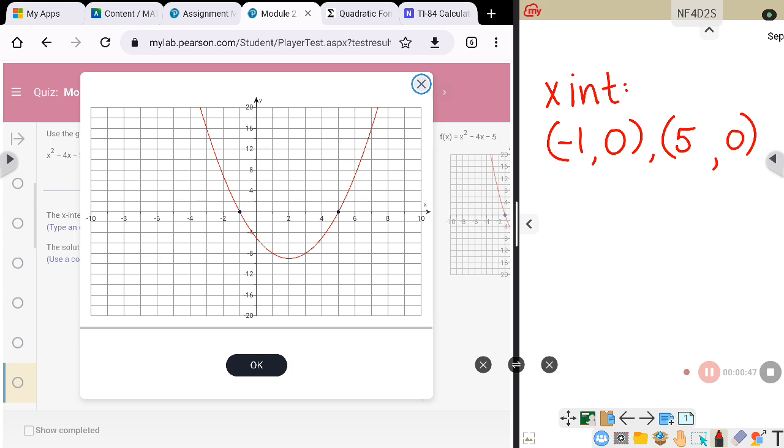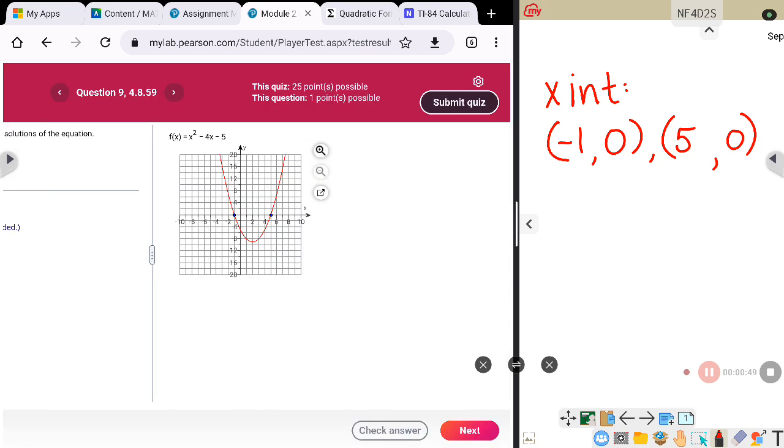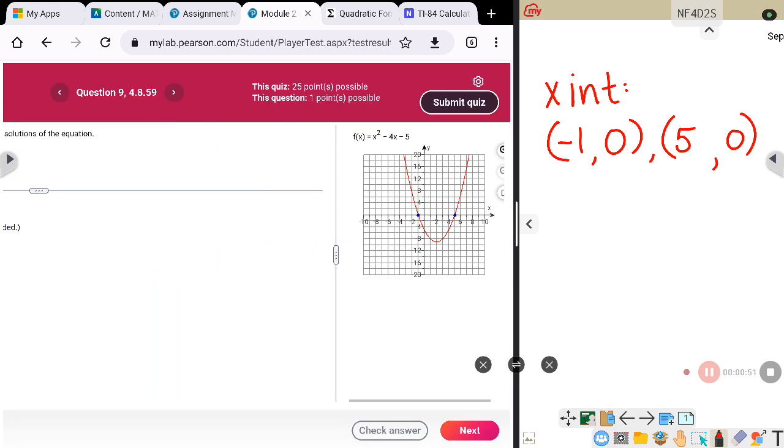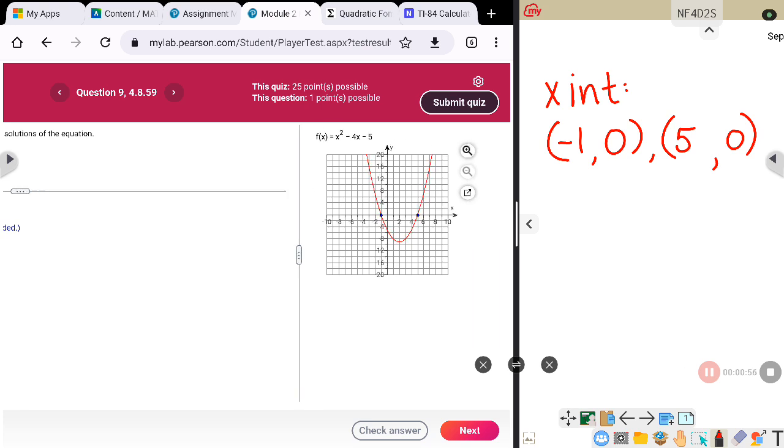Make sure that when you enter these into your answers, the part where it's asking for x-intercepts, you enter ordered pairs, not just numbers, but ordered pairs.